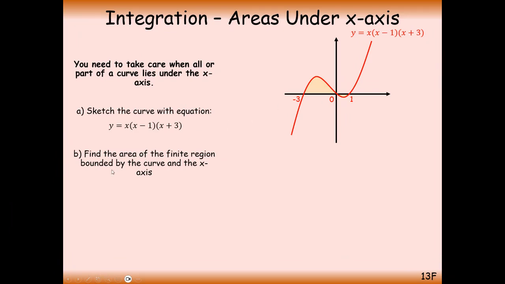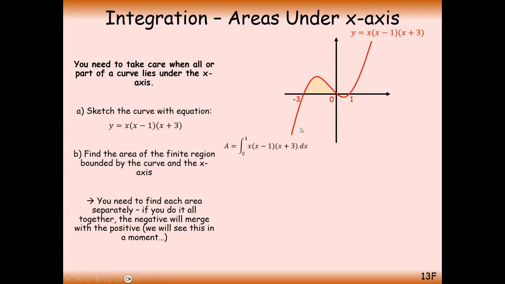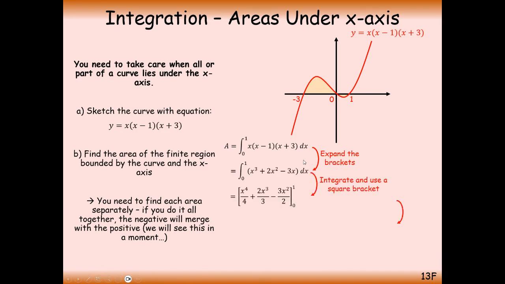Then part B is saying to find the area bounded by the curve and the x-axis. So what they want us to do is, we know that this graph is going under the x-axis, so we evaluate that separately in a separate integral. We evaluate this 0 to 1 as a separate integral. We'll have a negative answer. I'm definitely sure about it. I can see it from the graph.